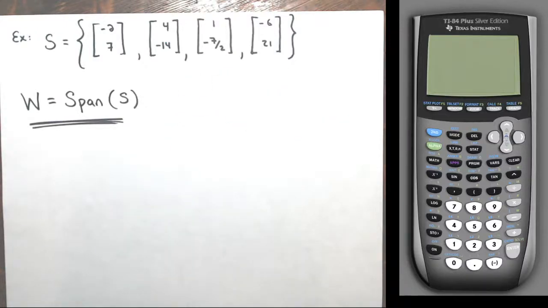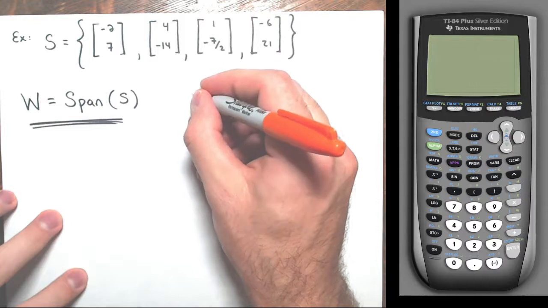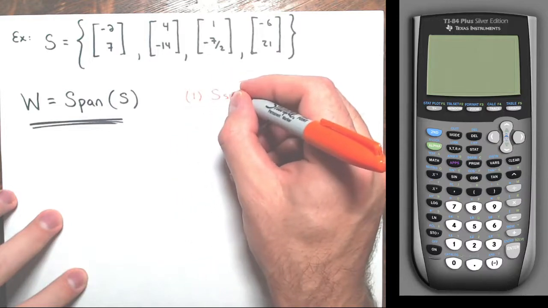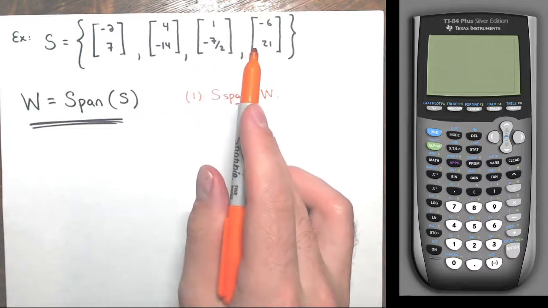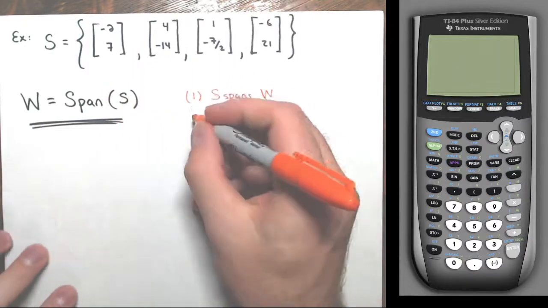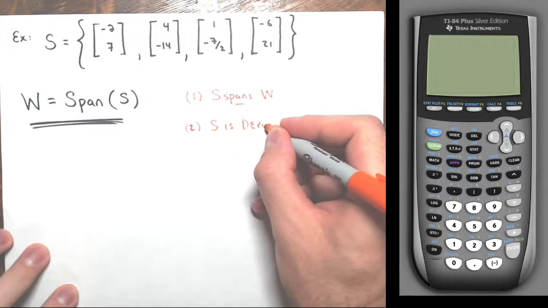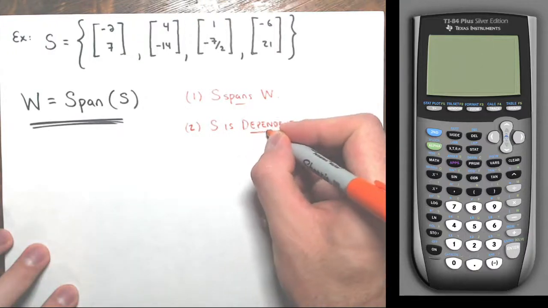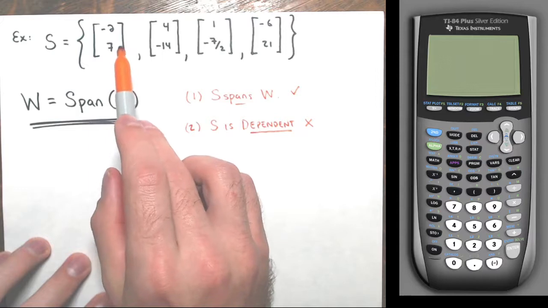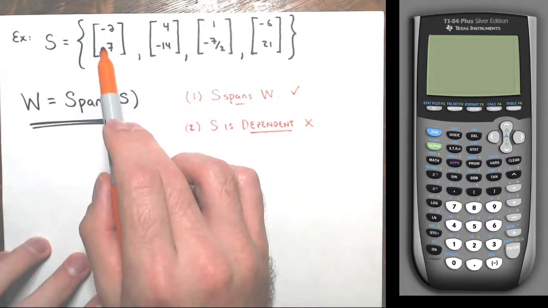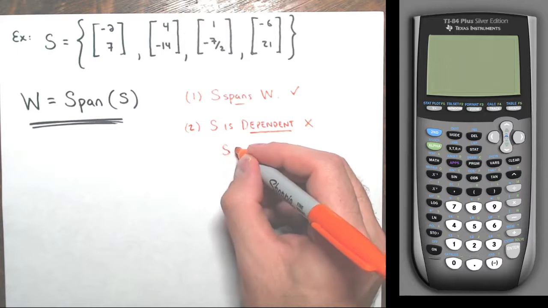Now, again, S spans W. That's obvious. That's by definition, because W is the span of S. Every vector in W is a linear combination of these 4 vectors. But you'll see that S is not linearly independent. S is a dependent set of vectors for the same reason as last example. So this is good, this is bad. For the same reason as the last example, there are more vectors than there are components in the vectors, so it'll be a dependent set. So S is not a basis for W.